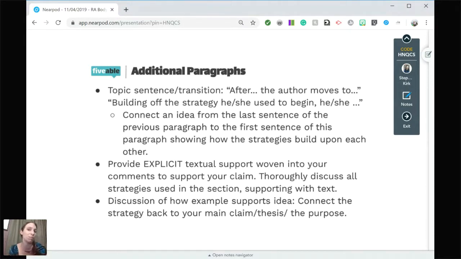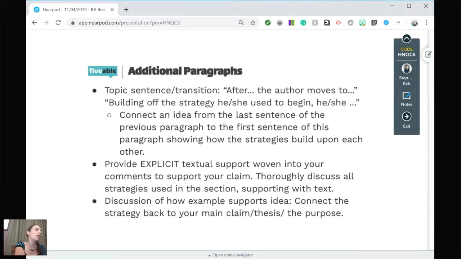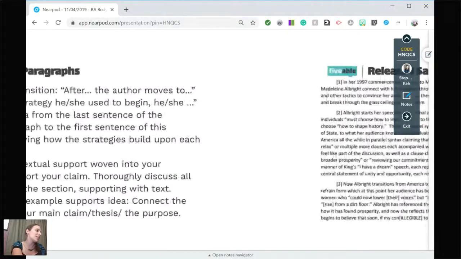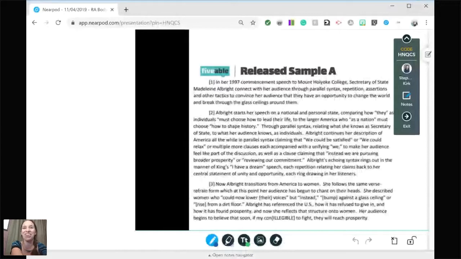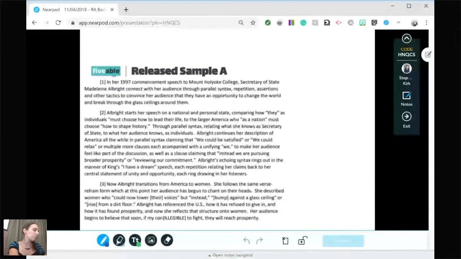Are you ready to look at some samples? Are you with me? Okay, here we go. All right, this is sample A. What I want you to do as you look at this is take a moment. We're going to look at the text, and I want you to annotate it right here. Look for the text evidence that you see and make sure that you can follow what the claim is about the strategy.